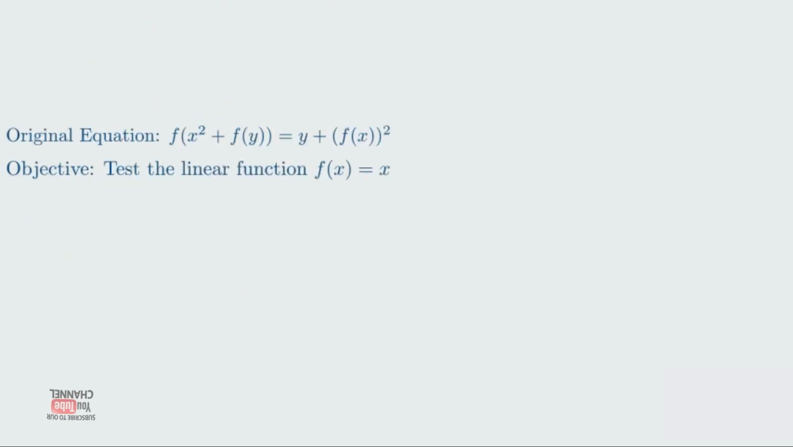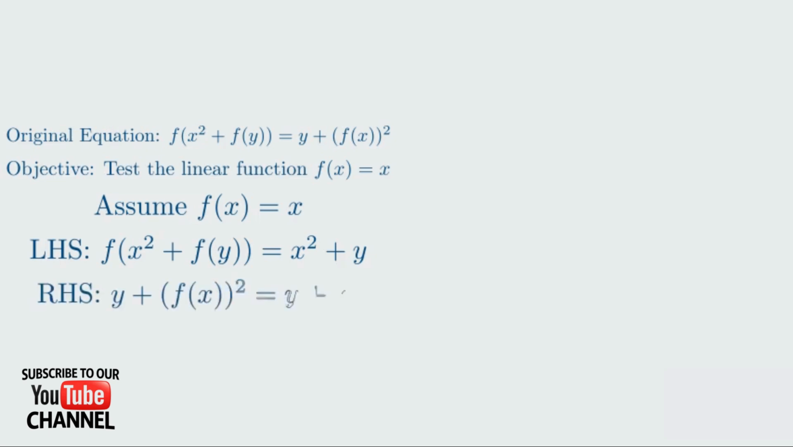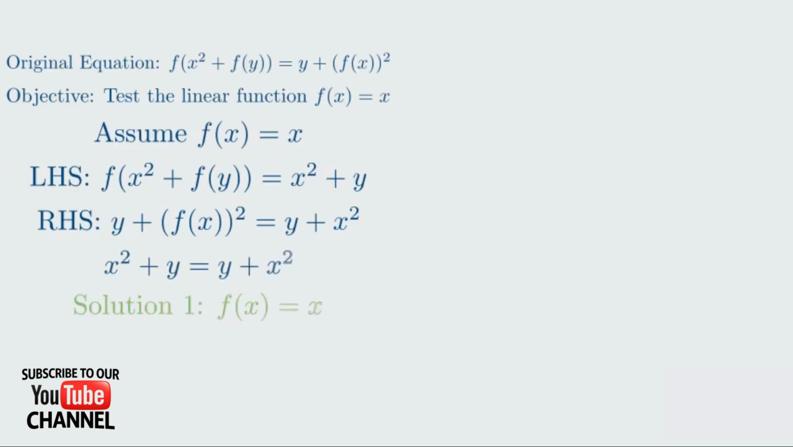Now that we know the function has good properties like injectivity, let's test some simple forms. A common candidate for functional equations is the identity function f(x) = x. Let's see if it works. If we substitute this into the left side of our original equation, we get x² + y. Now, let's look at the right side of the original equation using this same assumption. y + x². Since both sides are identical, f(x) = x is indeed a solution.